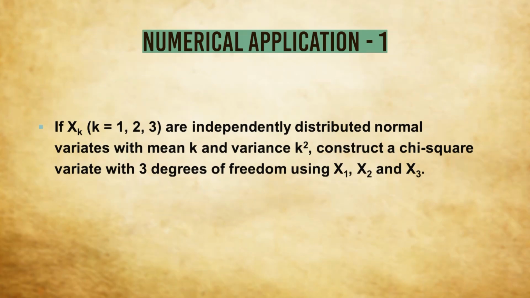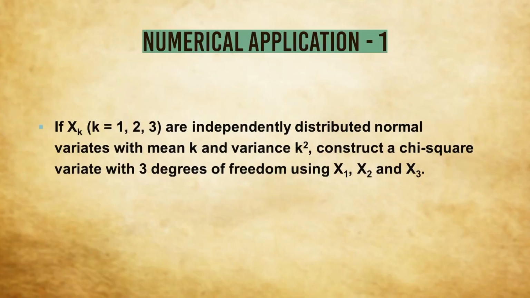I'd like to remind you that a chi-square distribution is nothing but the sum of squares of n independent standard normal variates. Now here we have 3 independently distributed normal variates which are not standard normal, with mean k and variance k square. So in particular, X1 will follow normal 1, 1 square, X2 will follow normal 2, 2 square, and X3 will follow normal 3, 3 square by the problem. Also, we are given X1, X2 and X3 are independently distributed. So, can you construct 3 standard normal variates out of X1, X2 and X3?